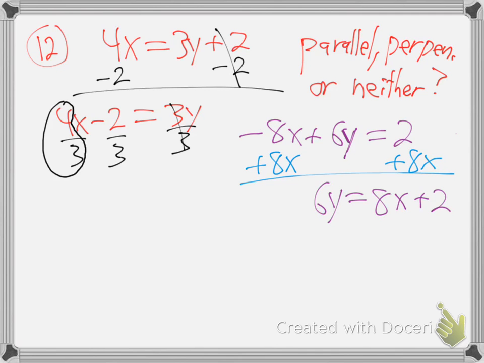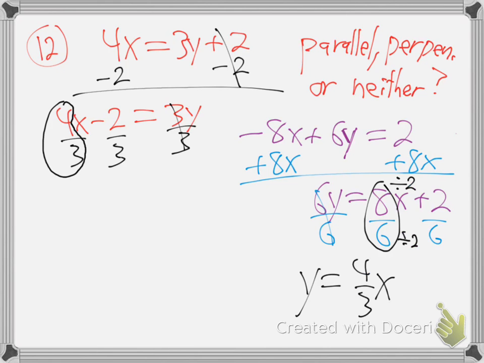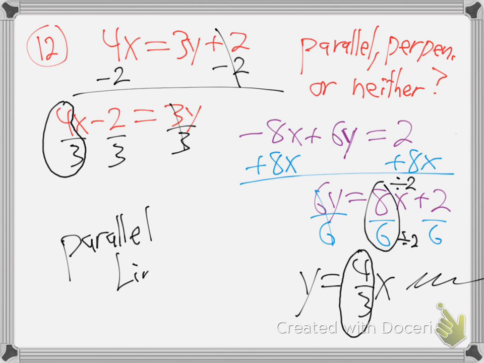And what's the last step to get y alone there? Divide by 6, all the way across. Although I really don't care about that other number out there. So what do I have now? I have y equals. Now, what do we do with 8/6? Simplify. What goes into 8 and 6? 2. Divide by 2, top and bottom, makes it 4/3. And I don't even care about the other part. So 4/3 is the slope for both. What does that mean about these lines? Parallel lines, because their slopes are the same.